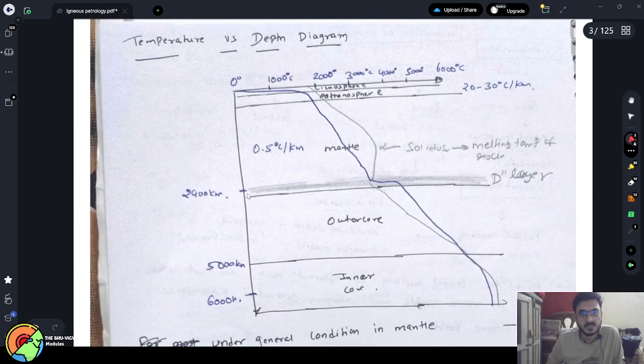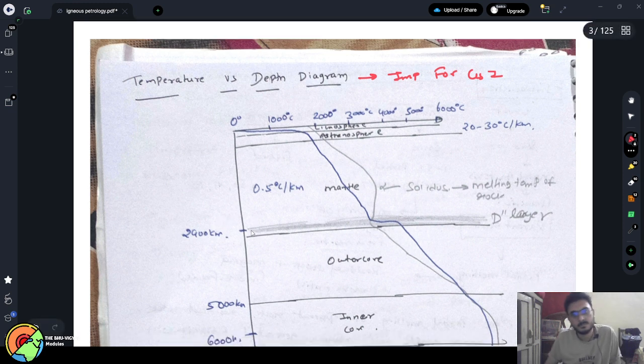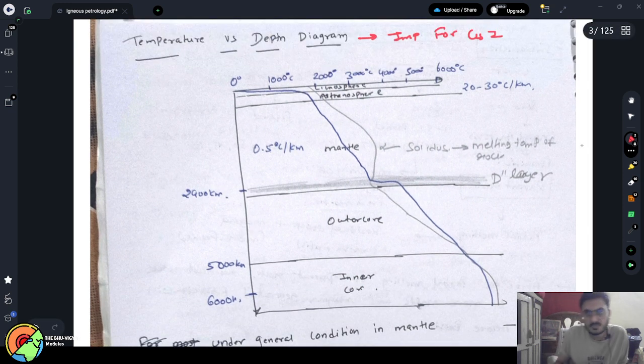Now this is the temperature versus depth graph. It is important for GSI. Now as you can see, this is our lithosphere, this region. So here the geothermal gradient will be around 20 to 25 degrees Celsius per kilometer. So here you can see in the blue color how the geothermal gradient is increasing with increasing depth. With pencil I have drawn the solidus curve.